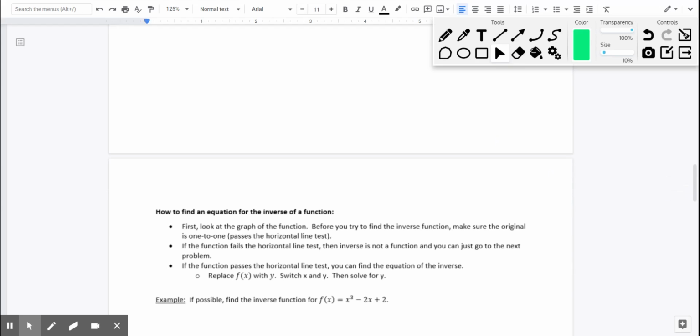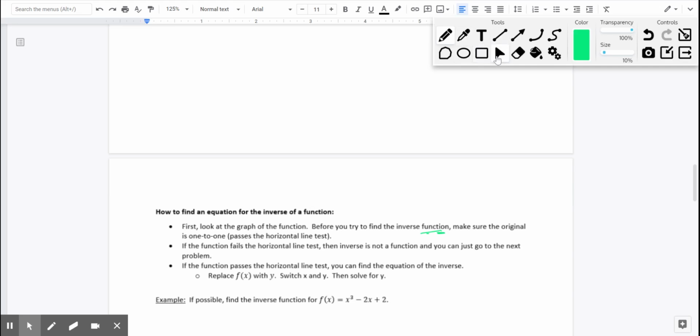In order to find an inverse equation, we first want to look at the graph of the function that I'm asking you to find the inverse of. Because as it turns out, not every function has an inverse function. So before we try to find the inverse function, we want to look at the original picture and make sure that it has a characteristic which is called one-to-one. We want to make sure it passes the horizontal line test.